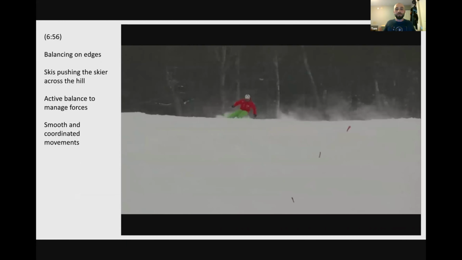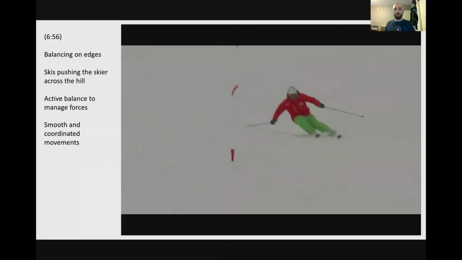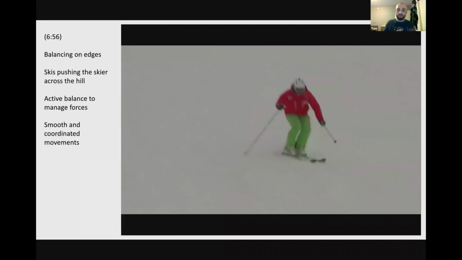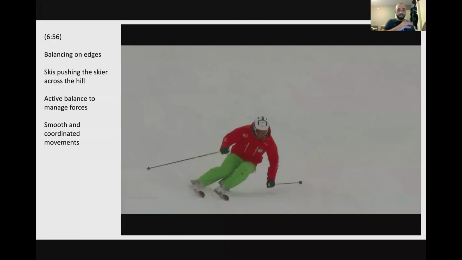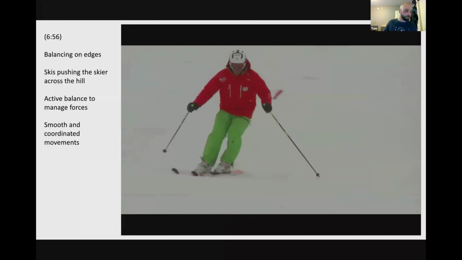So immediately, without even seeing the skis, you can see the skier getting really good deflection. You get to really see the skier balancing on the edges of the skis. And you can see how the base of support, the skis, are pushing the skier across the hill and deflecting the center of mass. And at full speed, you get a really good sense of smooth turn linking and moving from arc to arc.